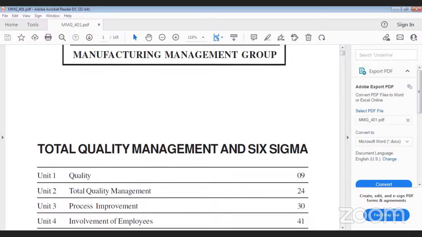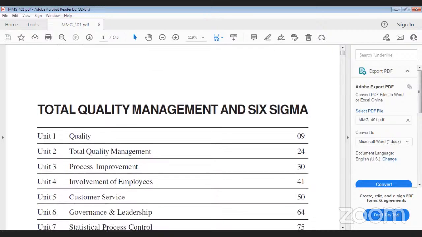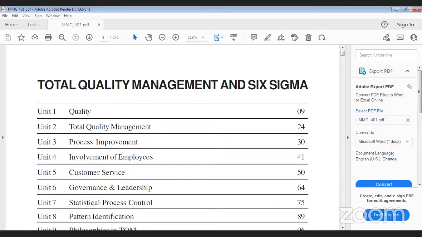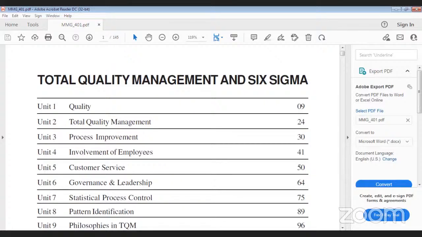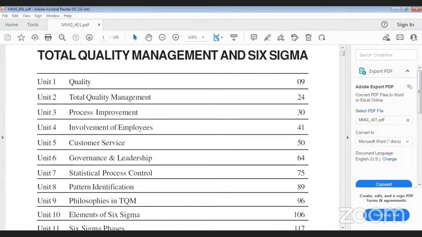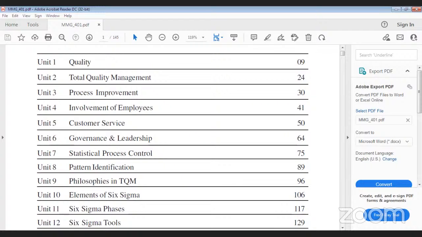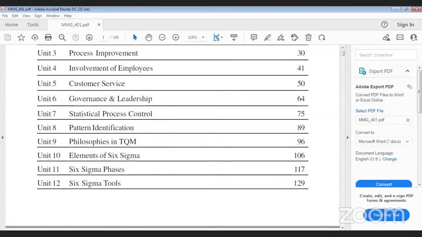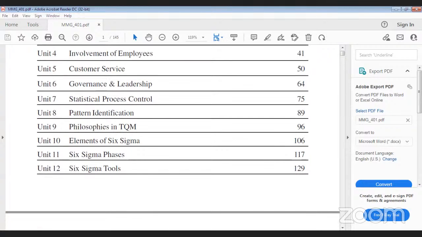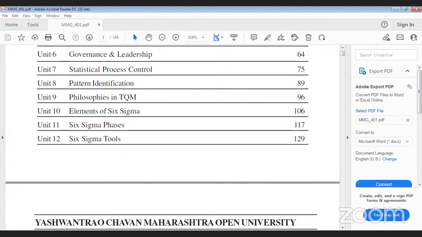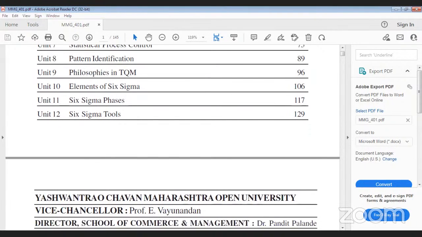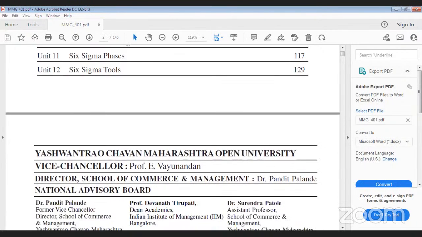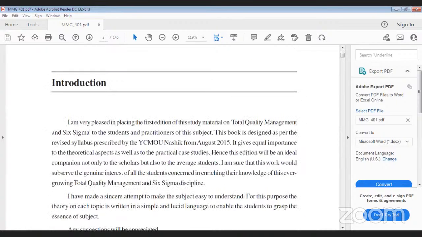You will find that there are 12 units here: quality, total quality management, process improvement. Then fourth is involving employees. Then next is customer service, governance and leadership. Then statistical process control. Then eighth is pattern identification. Ninth is philosophies of TQM, that is total quality management. Tenth is seven elements of Six Sigma. Then Six Sigma phases and Six Sigma tools are there. So these are some points about the units in your book.